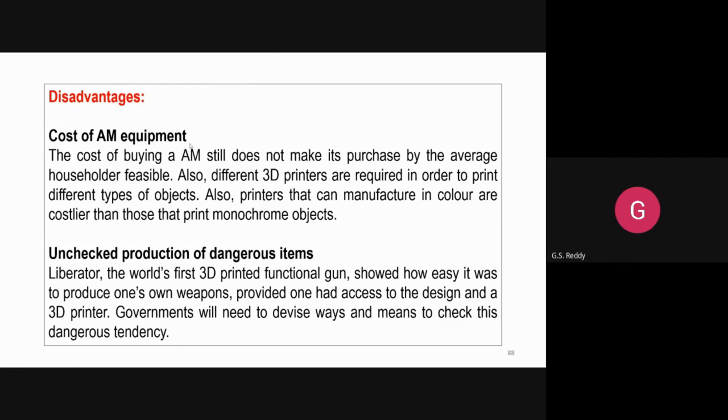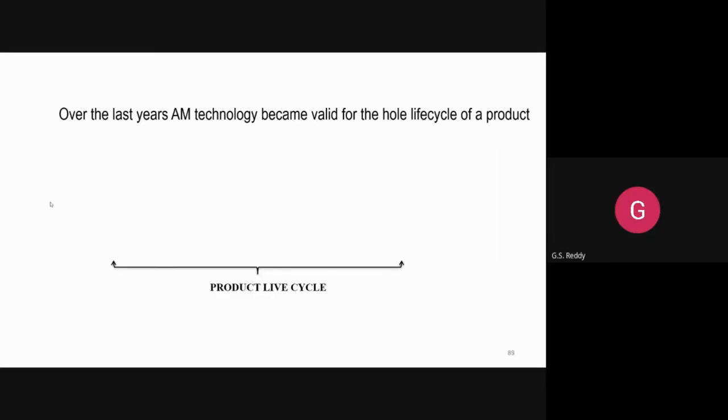The other one is unchecked production of dangerous items. Yes, the Liberator, the world's first 3D printed functional gun, showed how easy it was to produce weapons. For example, a gun is one thing you cannot buy unless you apply for a license. But if I got access to a gun, I can make a 3D print of the gun, and I can probably misuse it. So governments will need to devise ways and means to check this dangerous tendency.